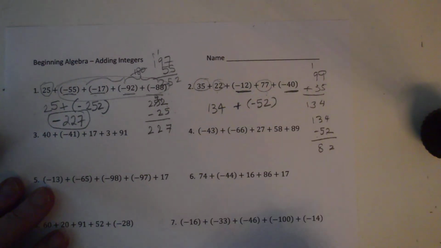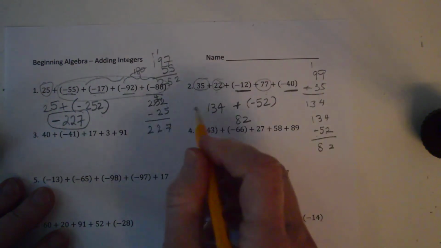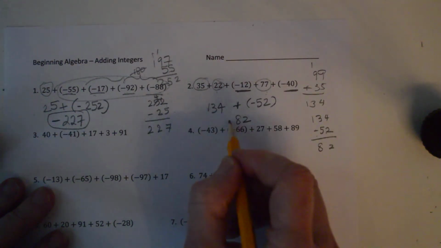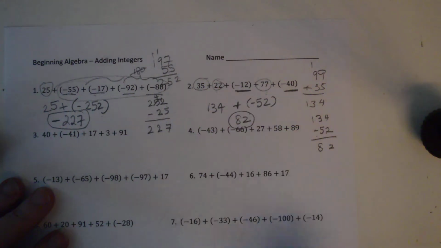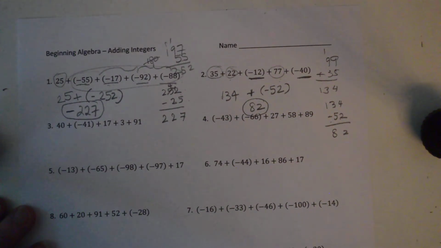That gives us 82. And we take the sign of the larger. The 134 was larger, it was positive, and so it's just 82. And again, feel free to write positive 82, but you could just write 82.